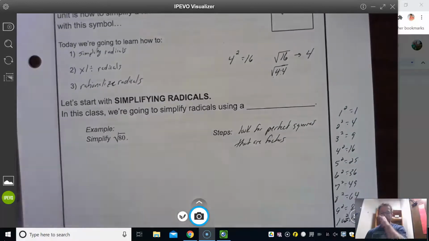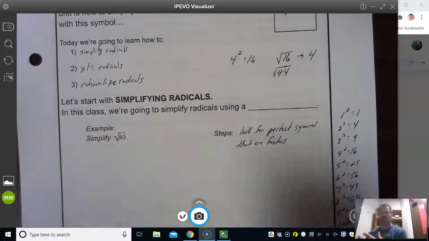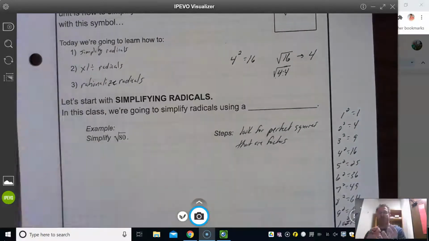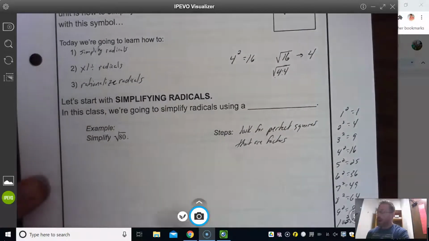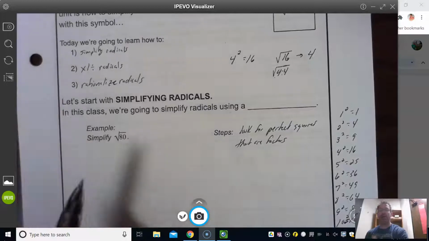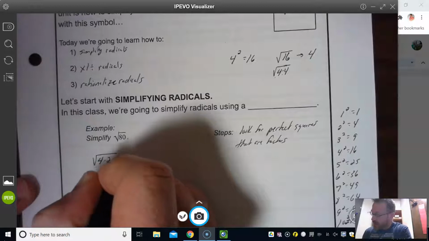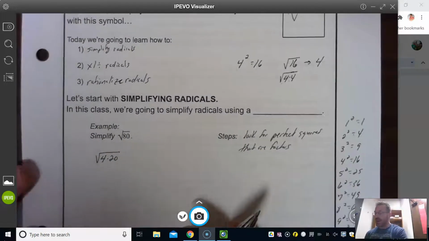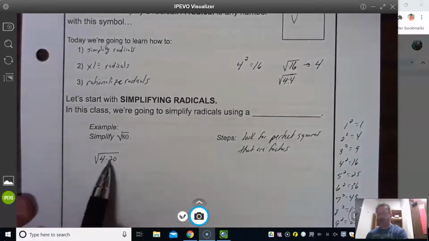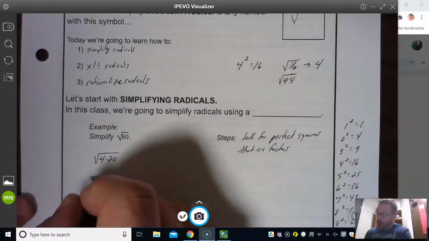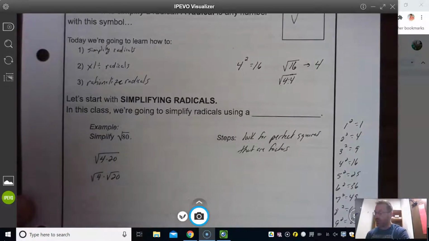And so when we look at a number like 80, what I want to think about is what's another way I could rewrite 80 as a product of 2 numbers, and hopefully one of those 2 numbers is a perfect square. So when I look at 80, I think, oh, it's 4 times 20. So notice I could do this, square root of 4 times 20. And the reason why I like this is when we multiply inside, we can break this into 2 radicals. So this is square root of 4 times the square root of 20. That's one of our properties of radicals.